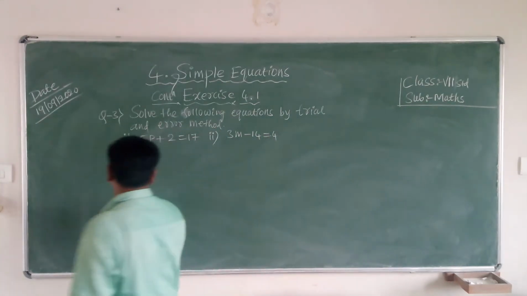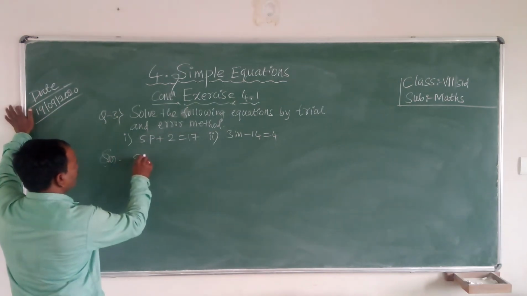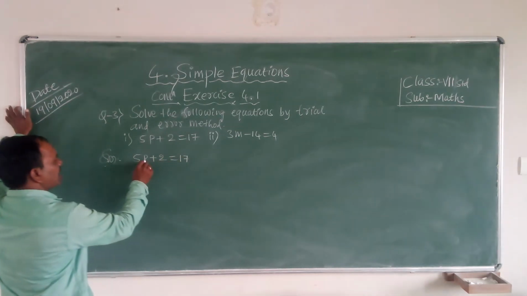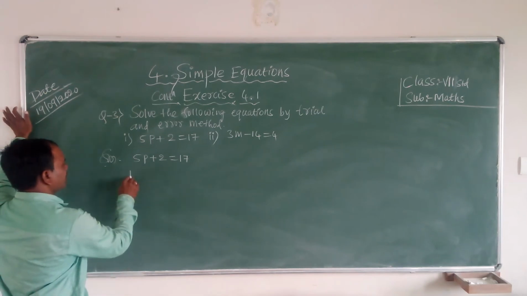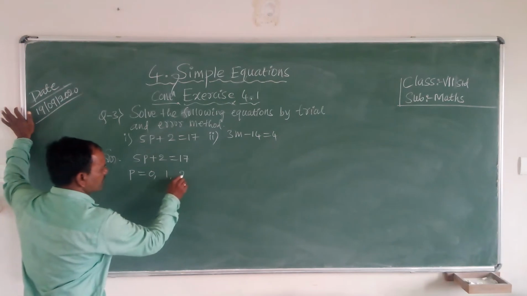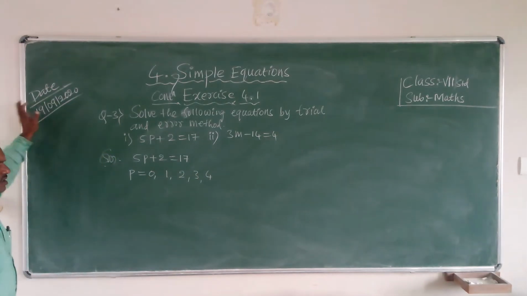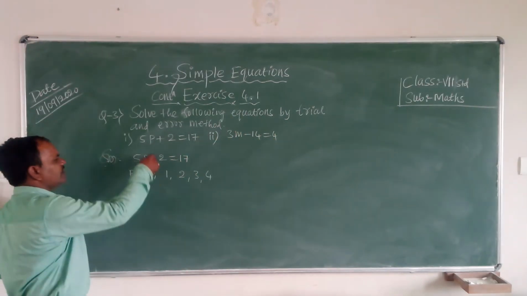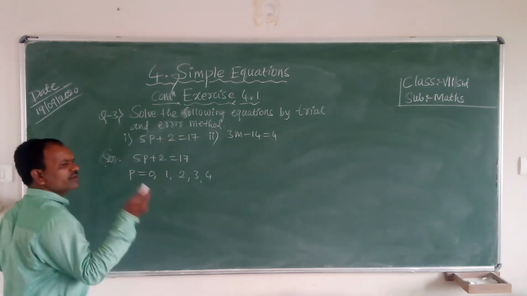Okay? So I am taking the first one, Sulochana: 5p plus 2 is equal to 17. The p value you take should make LHS and RHS equal. So I am taking p is equal to 0, 1, 2, 3, 4. First you have to put the values of p in the given equation, so that LHS is equal to RHS.